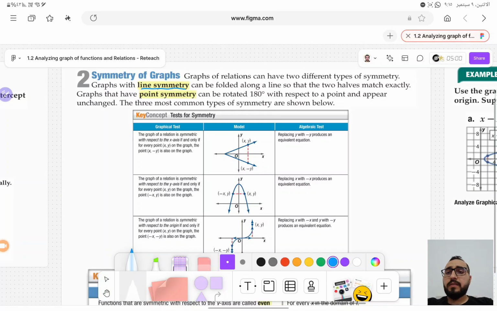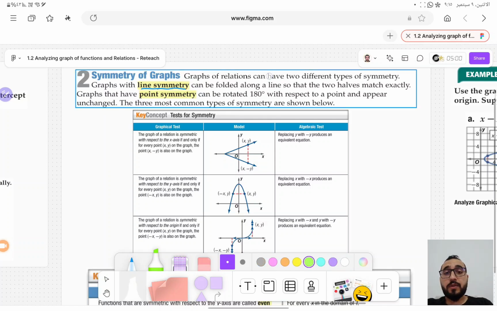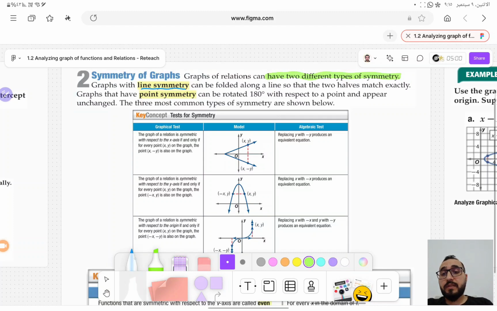Let's go to the second part, symmetry of graphs. As you can see, symmetry of graphs of relations can have two different types. What are the two different types? The first type is line symmetry. Line symmetry means the graph can be folded along a line so that the two sides match exactly.